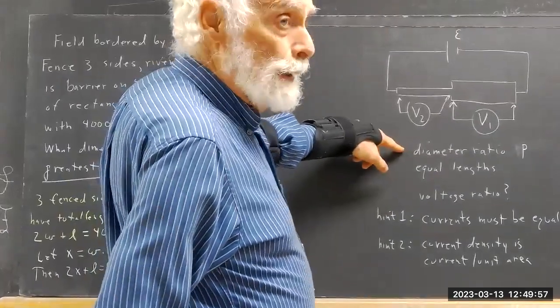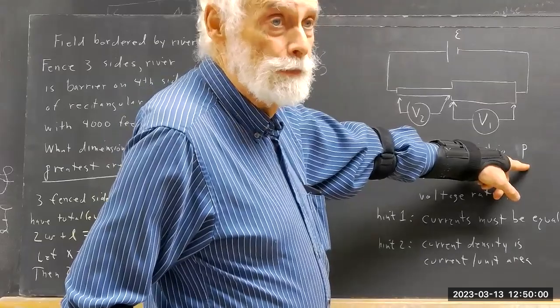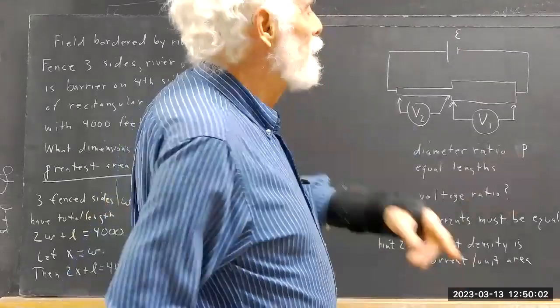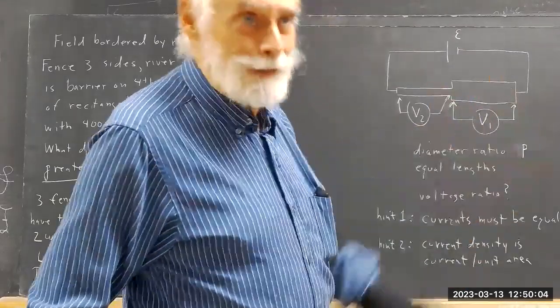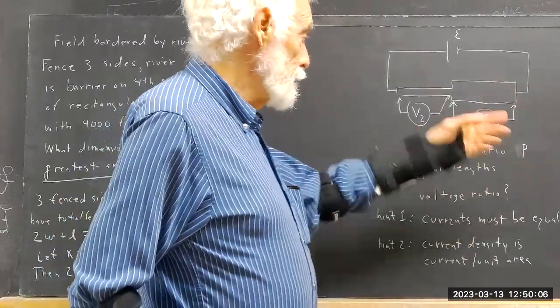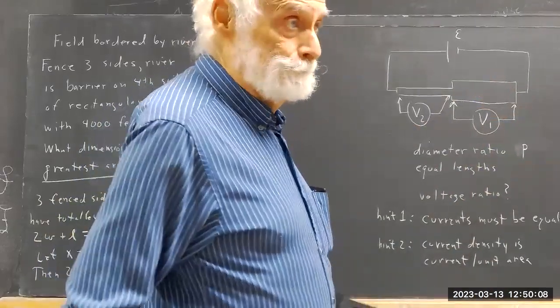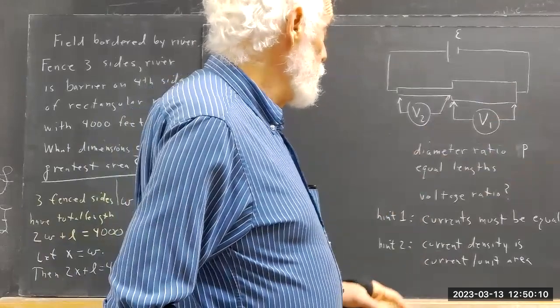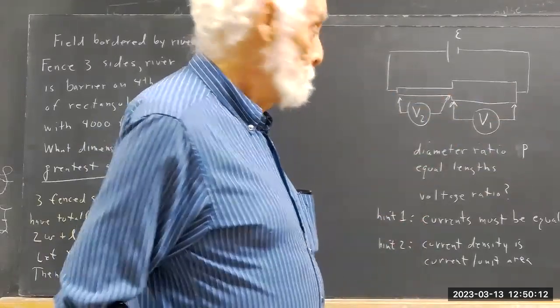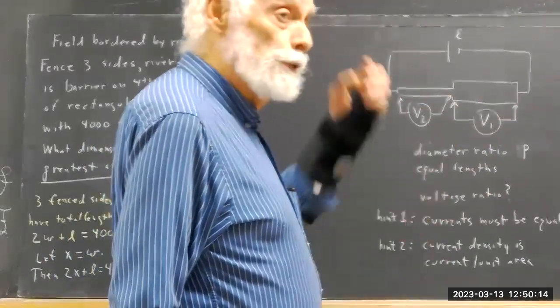There's a diameter ratio of, we'll say P for the ratio. I like to use R, but if you've got a diameter, you think radius, so R might not be the best choice. So this is P. The diameter ratio is P, and they have equal lengths. So the question: what's the voltage ratio?